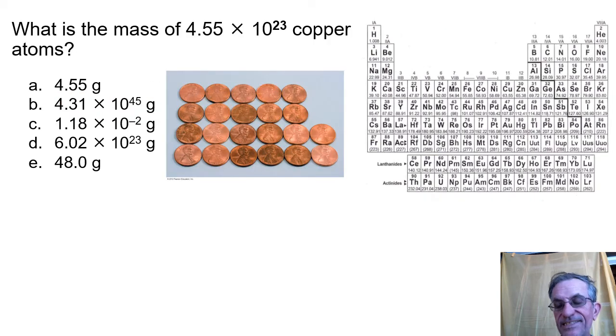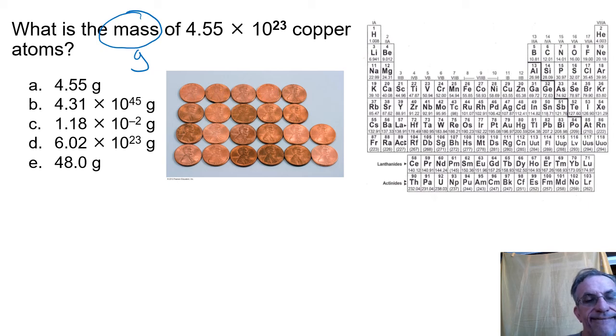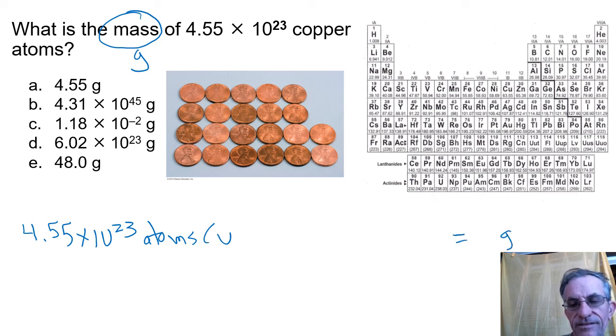All right, our last problem on this video, a little bit more with grams and moles and molecules. All right, last example. What is the mass? So when I say what is the mass, what does that mean I'm solving for? Grams. What is the mass? How many grams? What is the mass of 4.55 times 10 to the 23 copper atoms? All right, so you have 4.55, that's our given number, times 10 to the 23 atoms of copper. Oh, and you know what? I should probably write atoms here. Let's be more careful. And I want to know how many grams does this weigh?